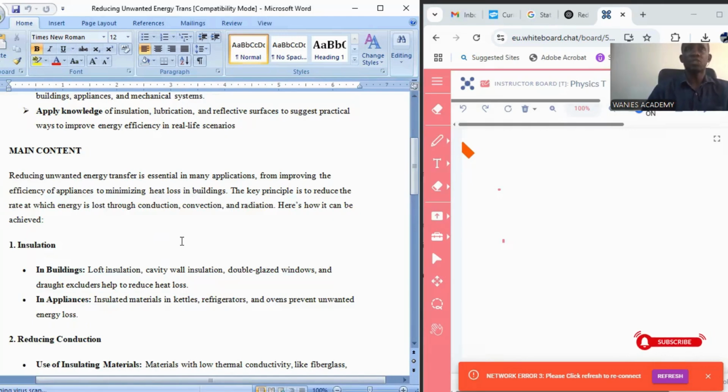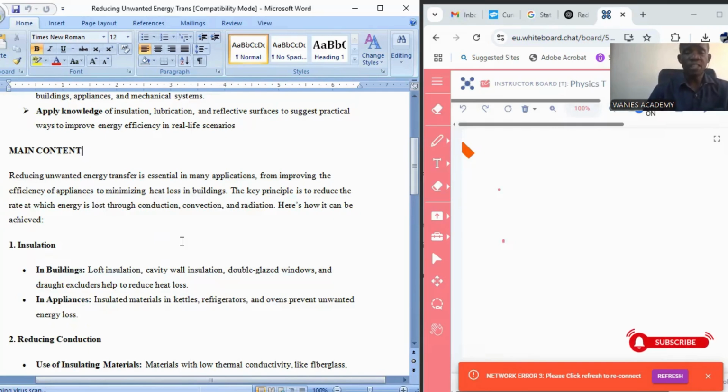So in our appliances as well, that is applicable to buildings. But in our appliances, how do we reduce the amount of heat that is lost? Now, number one is that we have insulated materials in our kettle. When you check the internal component of a refrigerator, you will see some foams that were put there and all of those things. They serve as insulators. Then our oven also is incorporated with materials that prevent the exchange of heat to the environment.